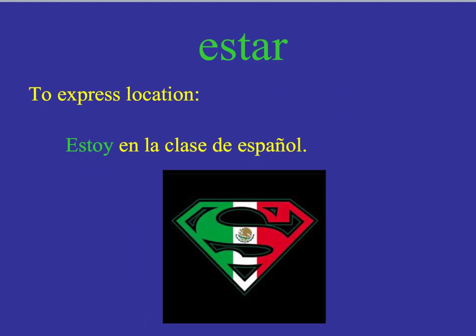Estar. Start by conjugating the verb estar in the boxes provided. Estoy, estás, accent over the A, está, accent over the A, estamos, estáis, accent over the A, and están with another accent over the A. Rule 1, we use estar to express location. Estoy en la clase de español. Notice here we're using en for in.